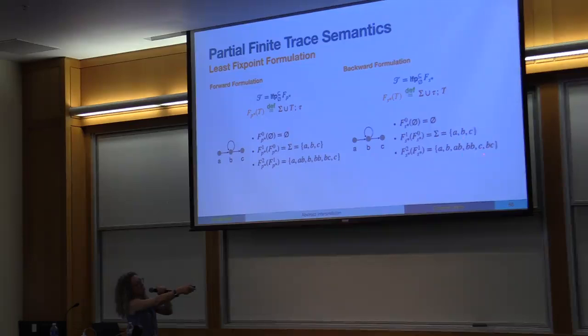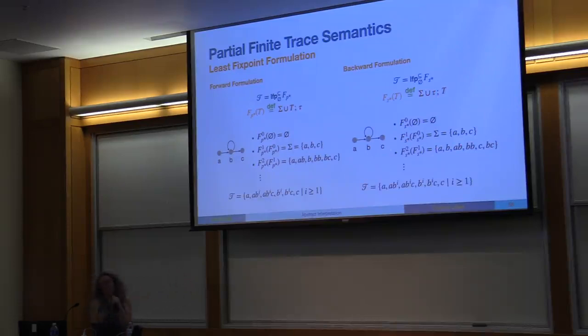And here you go backwards. So from C, you continue to BC. From B, you go backwards, so you have AB or BB. And from A, you don't go backwards to anywhere. And so on. And the fixed point is the same for both of them.